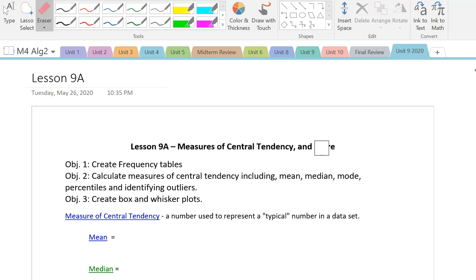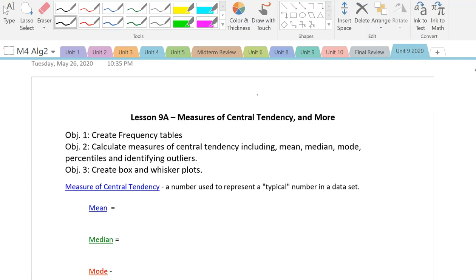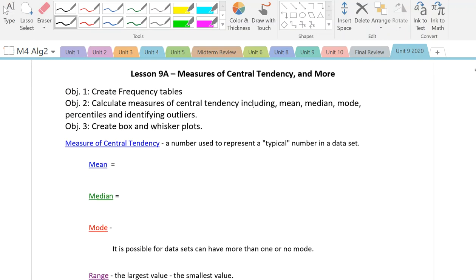Look at lesson 9A, and it's focused on measures of central tendency, frequency tables. It's an introduction to statistics overall. We're going to also look at some box and whisker plots, and we're going to talk about sampling techniques a bit. So, measure of central tendency.